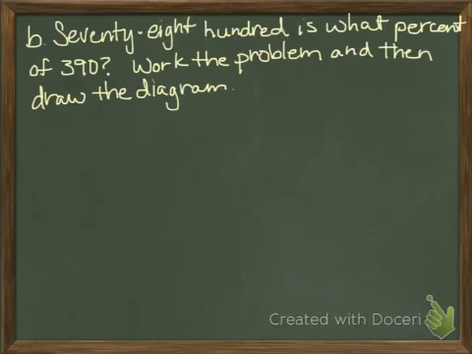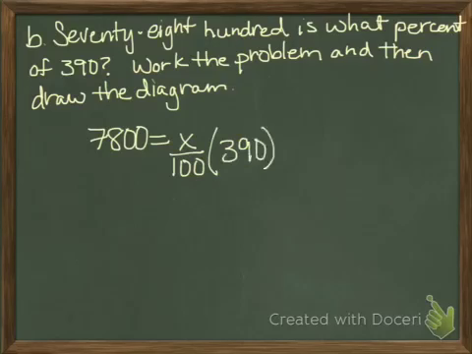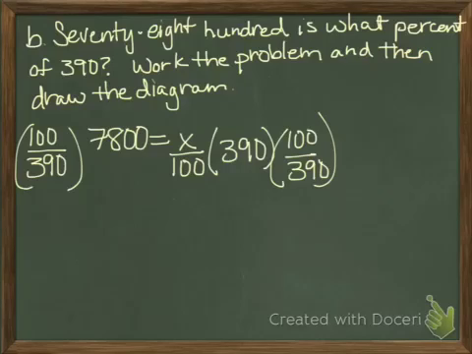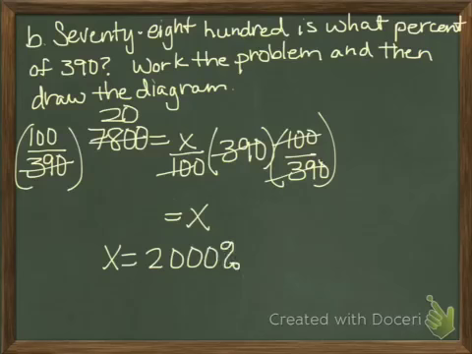7,800 is what percent of 390? Work the problem and then draw the diagram. So we have 7,800 is what percent of 390? We can multiply both sides by 100 over 390 and cancel out. We get x is equal to 2,000.